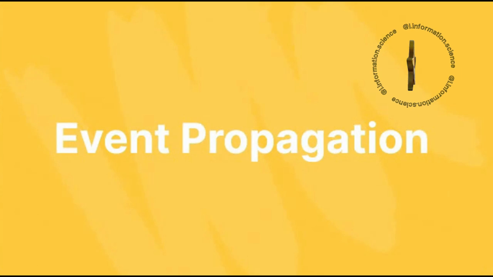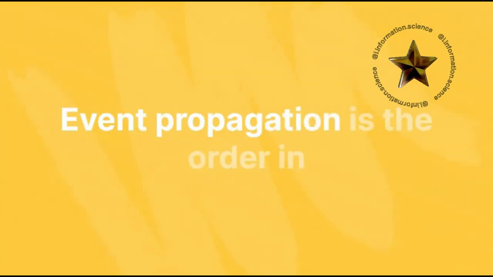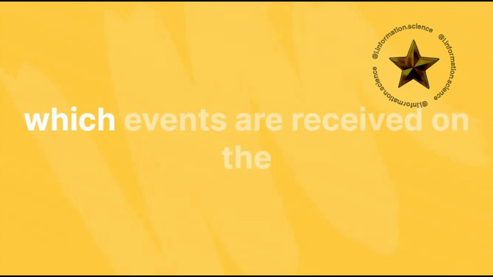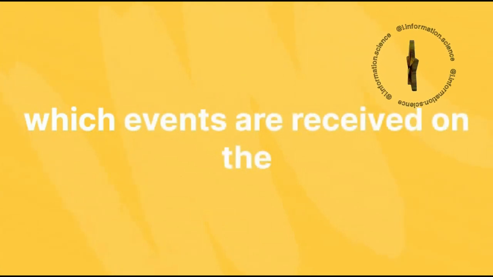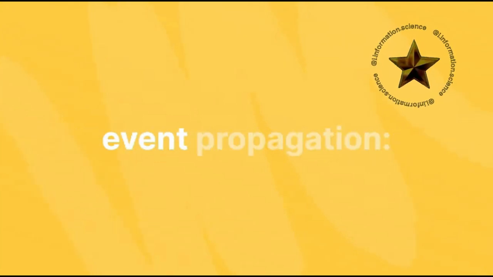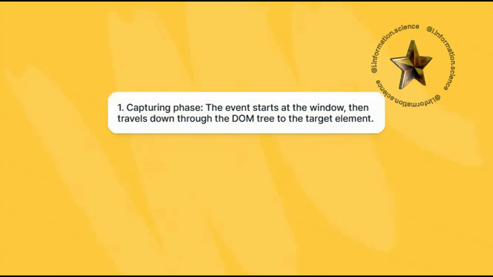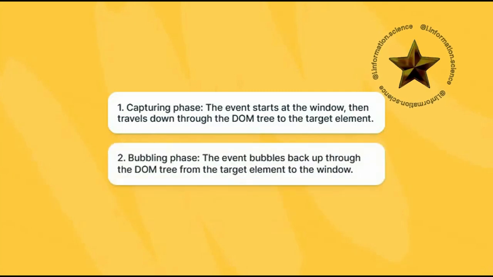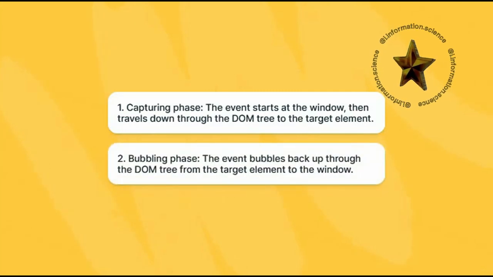Event propagation. Event propagation is the order in which events are received on the page. There are two main phases of event propagation. 1. Capturing phase. The event starts at the window, then travels down through the DOM tree to the target element. 2. Bubbling phase. The event bubbles back up through the DOM tree from the target element to the window.